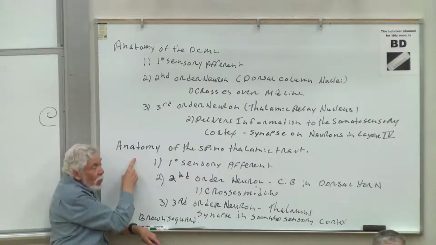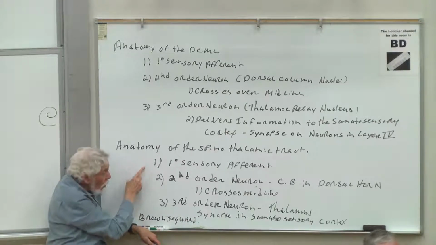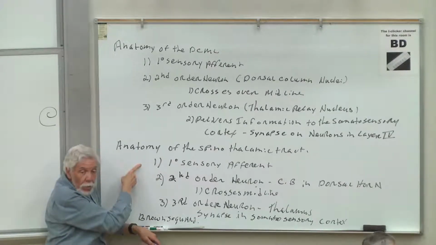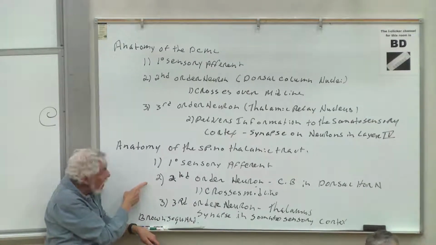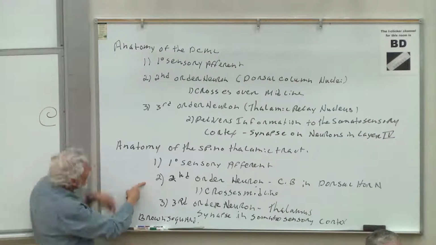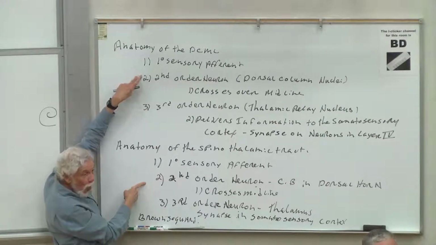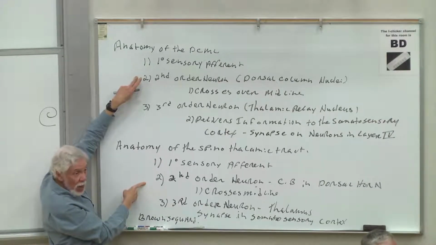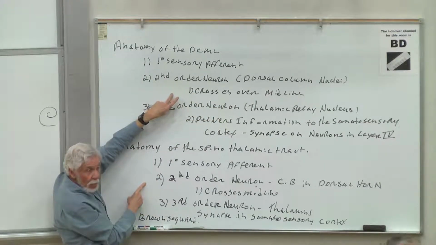The anatomy of the spinothalamic tract is remarkably similar. It's going to contain 3 neurons, 1, 2, and 3. It begins with a primary sensory afferent. The primary sensory afferent enters the central nervous system. In this case, it enters the dorsal horn of the spinal cord. Now, the contrast between these two systems is in the case of the dorsal column system, the primary sensory afferent synapses onto the second order neuron not until the brainstem. It goes all the way up. The process goes all the way up the spinal cord and into the brainstem before it forms that synapse.